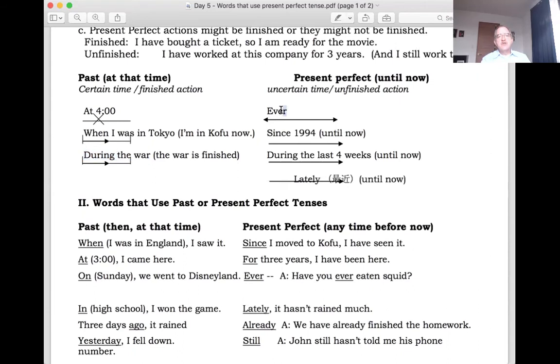Now, present perfect uses words like ever. Ever means any time until now. It's not a finished time. Have you ever eaten? Since 1994 is not a finished time. It continues. During the last 4 weeks is not a finished time. So we use the present perfect. During the last 4 weeks, I have seen him three times. Lately is not finished. Lately, I have not eaten at a restaurant. That is true because of coronavirus. Lately, I have not eaten at a restaurant.